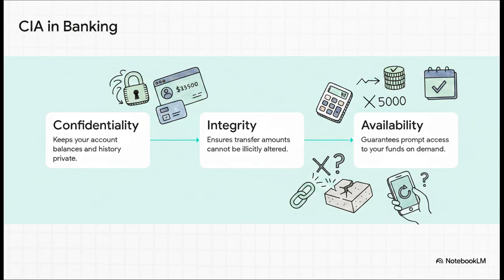First, confidentiality. That keeps your account balances, your routing numbers, your entire transaction history totally private. Second, integrity. This is huge. When you transfer $50 to a friend, integrity ensures a hacker can't just swoop in and illicitly alter that amount to $5,000 and route it to some foreign account. No way. Finally, availability guarantees that you can actually access those funds promptly when you demand them, instead of just staring at endless server error screens when you're trying to pay rent. If even one of those three pillars fails, the entire banking system kind of loses its foundation.